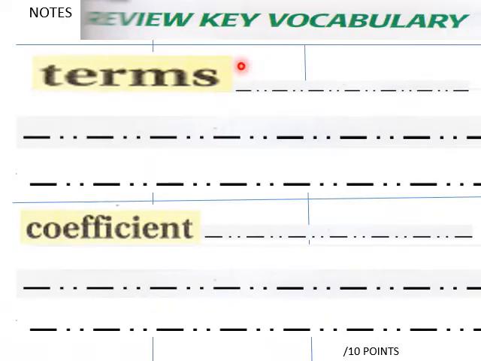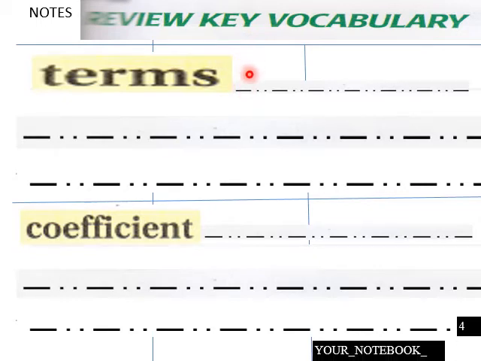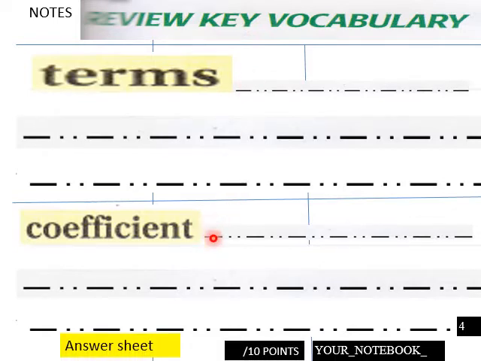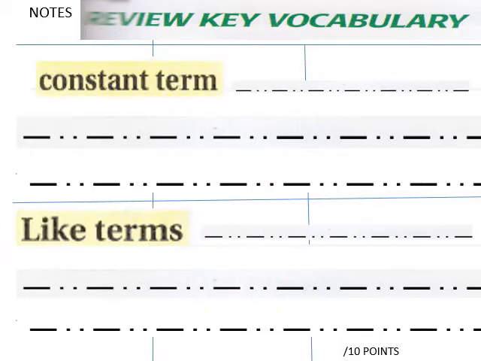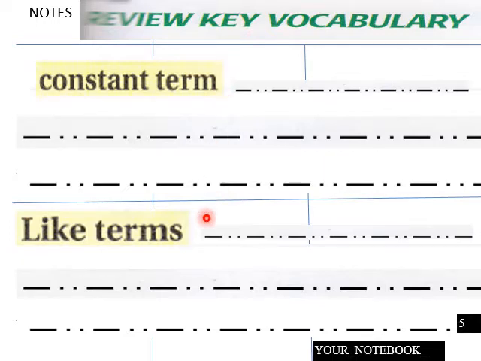Okay, constant. Go back in the video and look at that and pause it. Students, for your vocabulary, in your own words, define terms, define coefficient. Go back into the video or go back into the PowerPoint. If you have PowerPoint, define those. And then we have more vocabulary here. Constant term, like terms here.